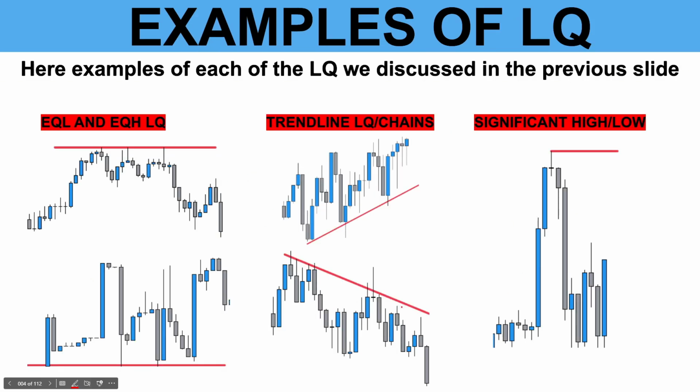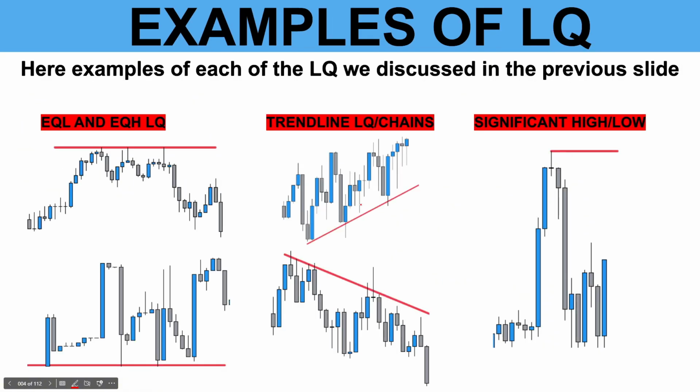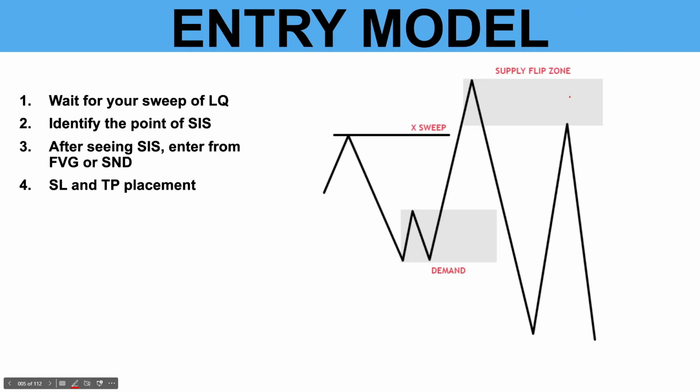Because you have all of these liquidity examples and you're wondering, how do we actually get a trade out of this? The way you get a trade out of this is by using the entry model that we have right here. So first things first, you wait for your sweep of liquidity. You identify one of these levels of liquidity on any time frame that you want. All of them serve a different purpose. These kinds of liquidities you can see on any time frame. This kind of liquidity you will see on the lower time frames, and this kind of liquidity you will see on the higher time frames.